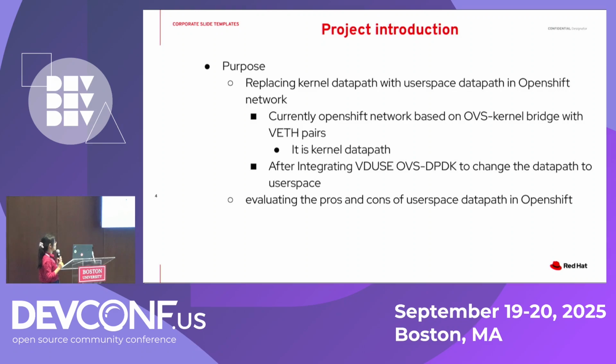And the ultimate goal of the project is to replace the OpenShift current kernel datapath with the Userspace datapath. As we know, the OVNK is the default CNI in OpenShift, and its datapath relies on the OVS kernel module. With the VDUSE and OVS-DPDK, the datapath can be moved into the Userspace. But before we productize it, we need to fully evaluate its benefits and trade-offs.